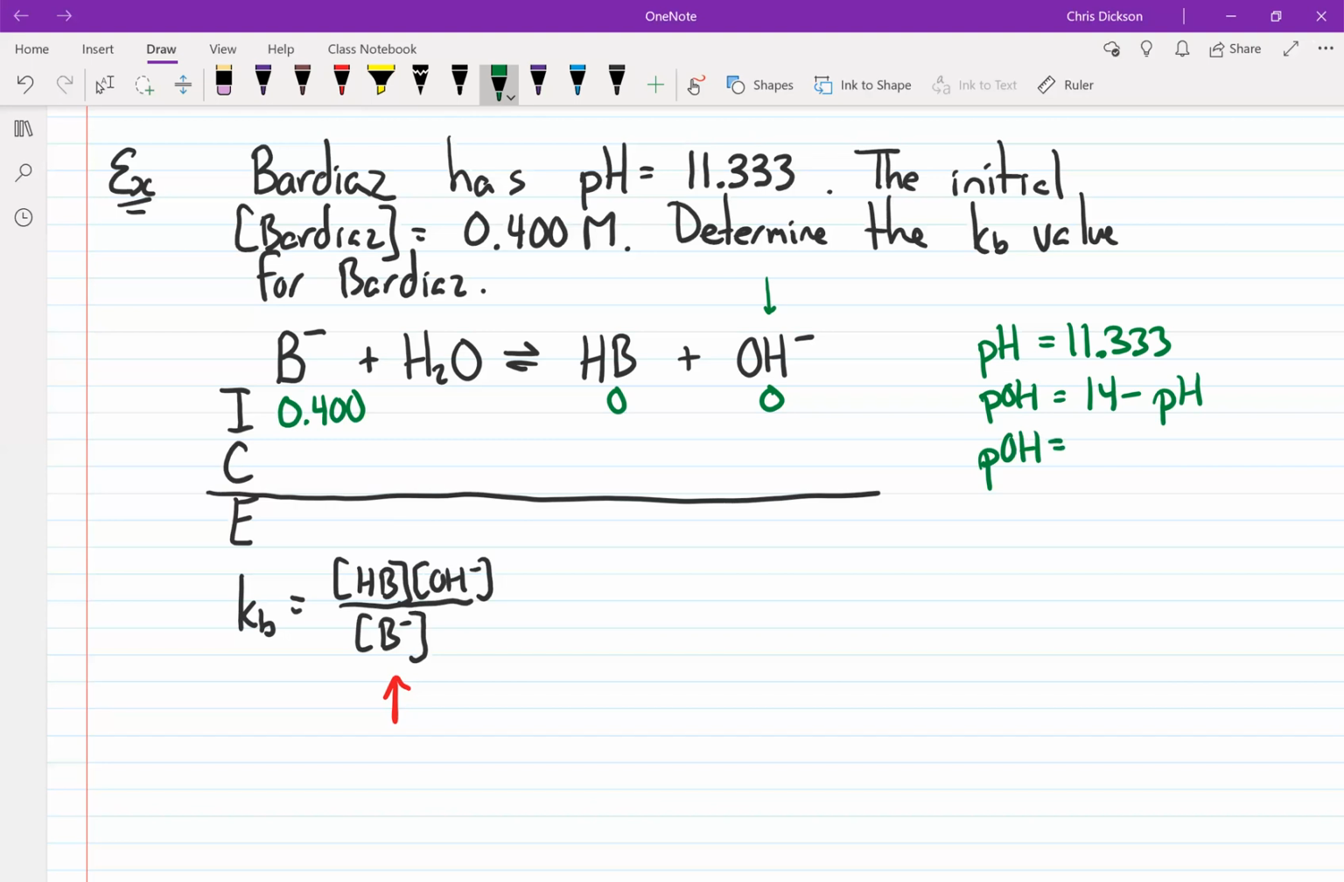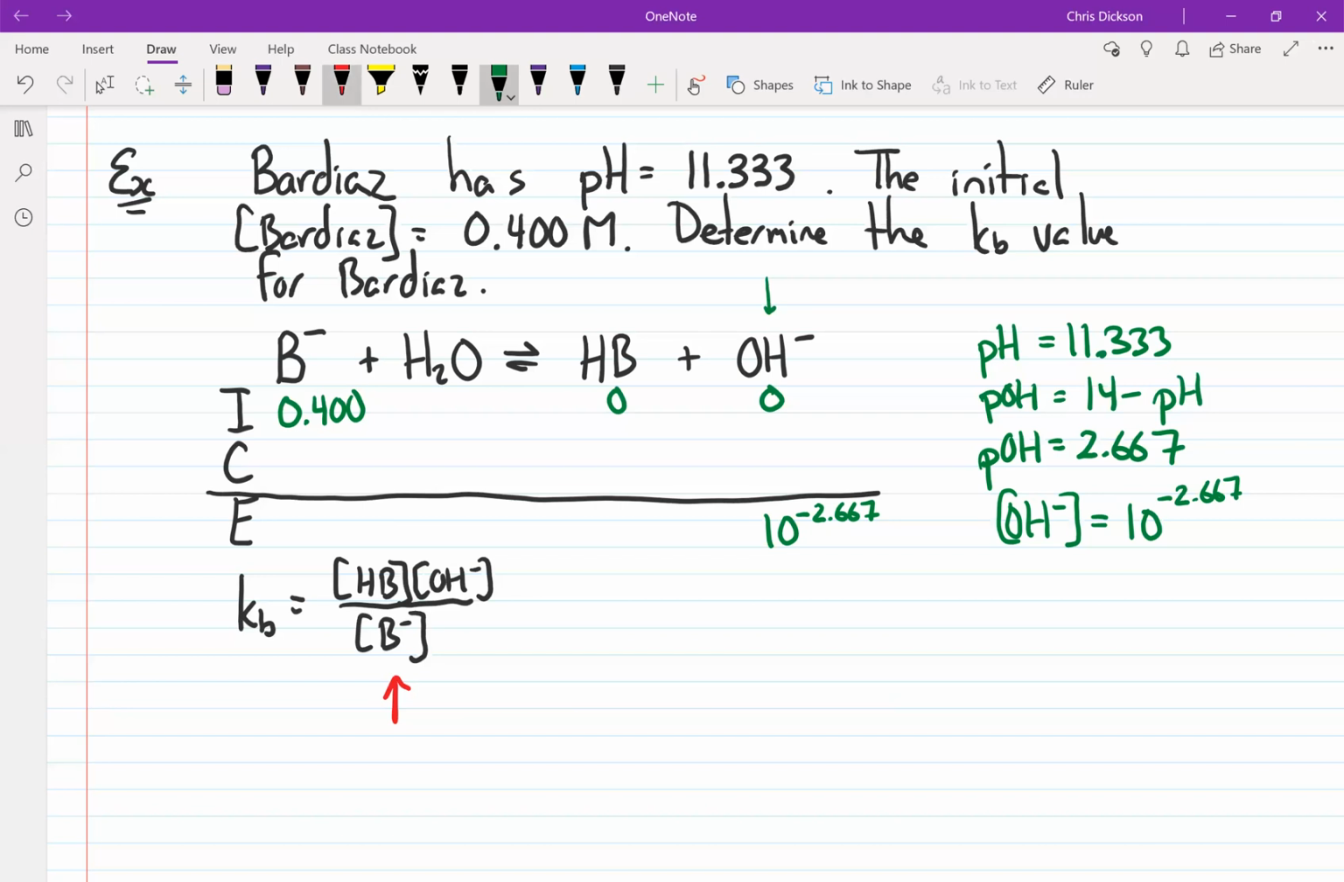Let's get this on my calculator. So it'd be 14 minus 11.333. And that gives me a pOH measurement of 2.667. So from that, I can find the hydroxide concentration, because it would be the antilog of the pOH. So 10 to the negative 2.667. And just like the last question, I'm going to leave it like that for now, because it's just a number I'm going to use to calculate things here. So far in green, that's what I know.